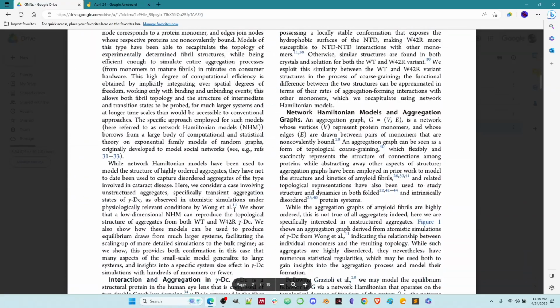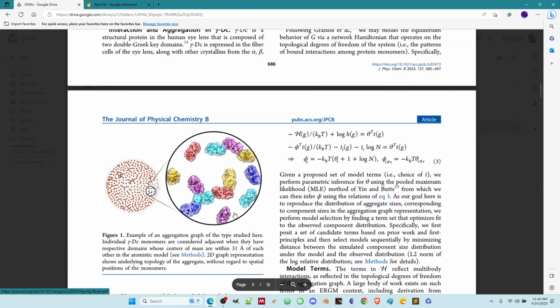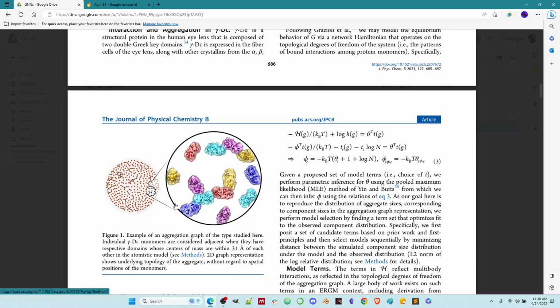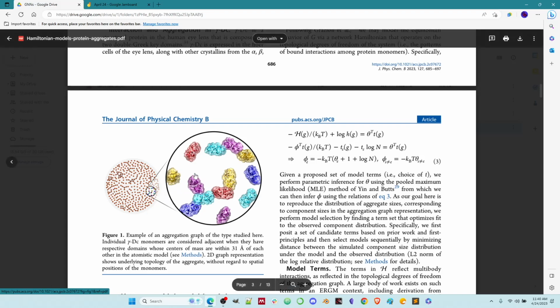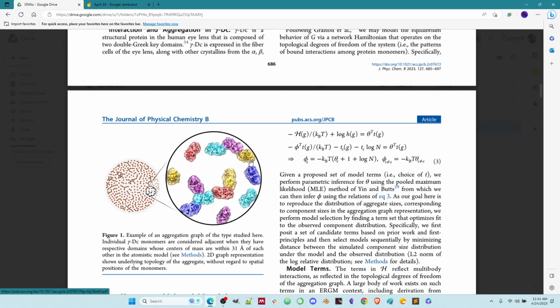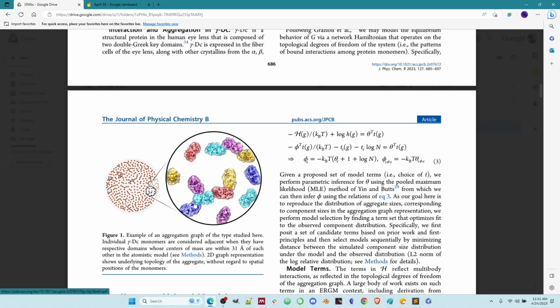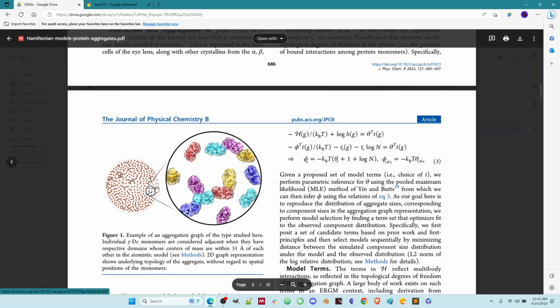I don't know if there are any good images here. This just shows an example of the aggregation graph, where you have these monomers that aggregate, and they form a structure where they're interacting in certain ways. So it looks like when they come together, they have this linkage in the network. Some of these are linked together physically, but then you can see this in the graph.